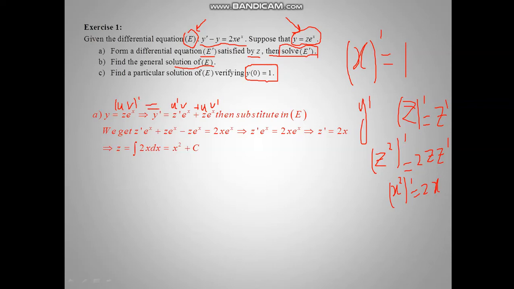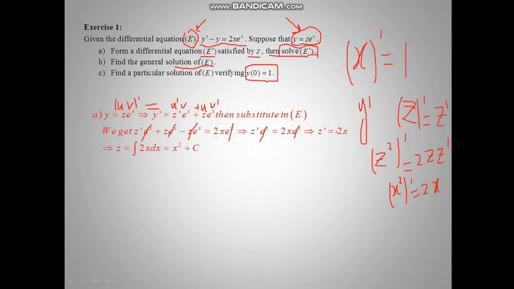Then, substituting in the equation E, we replace y prime by z prime e^x plus z e^x, and in place of y we put z e^x, equal to x e^x. We simplify z e^x with z e^x. So we get z prime e^x equal to x e^x. I simplify e^x and e^x. So z prime equals x.